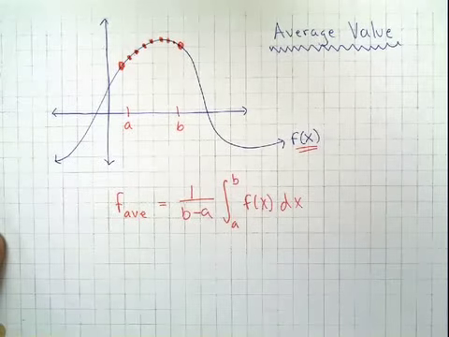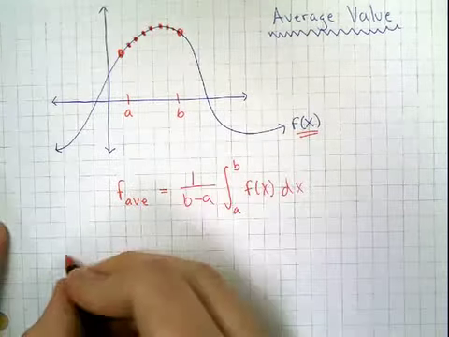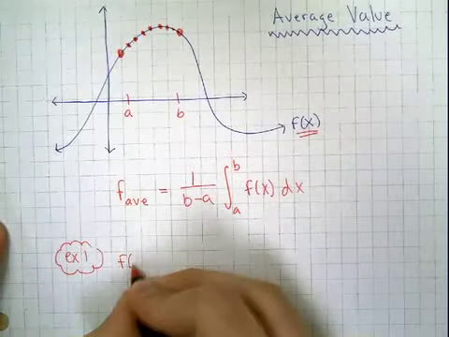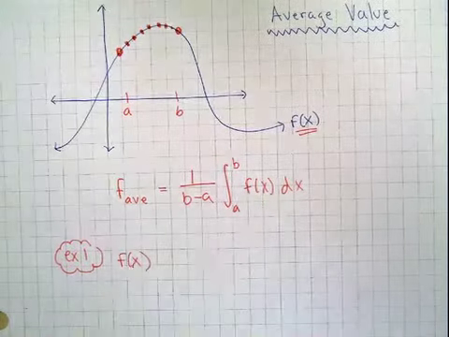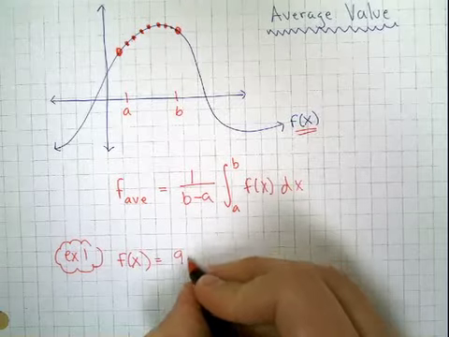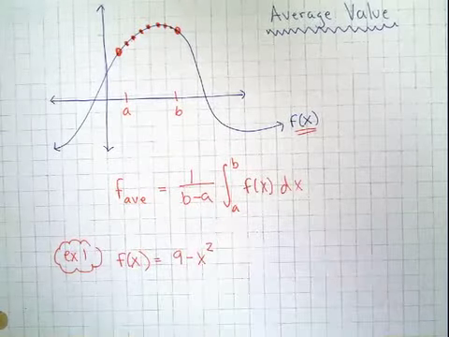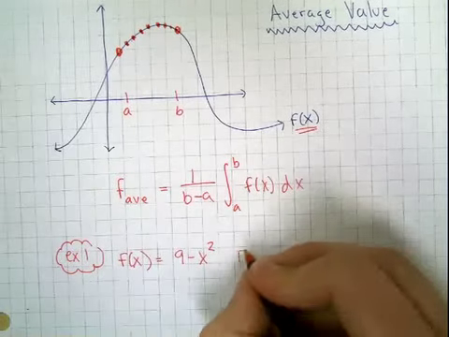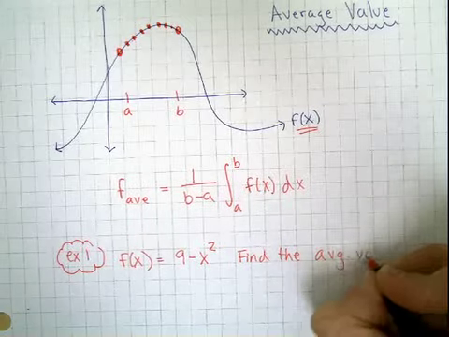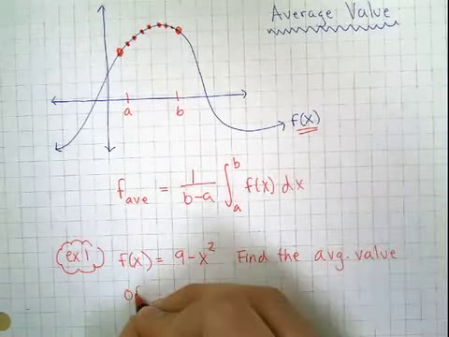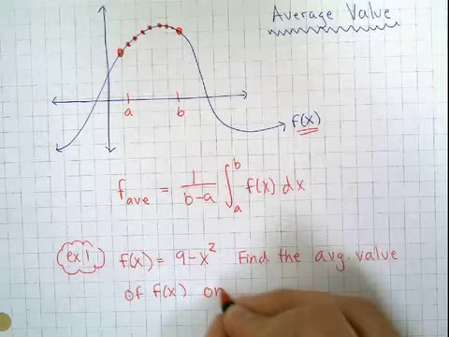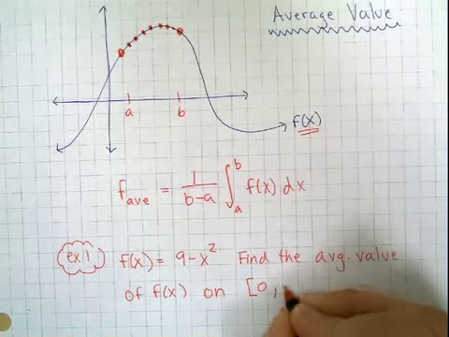So we're going to pick an example here. I'm going to say example 1. Suppose you have a function f of x equals, and maybe it's like some parabola. How about an upside down parabola? 9 minus x squared. And I want to find the average value of this function. So find the average value of f of x on the interval from 0 to 5.